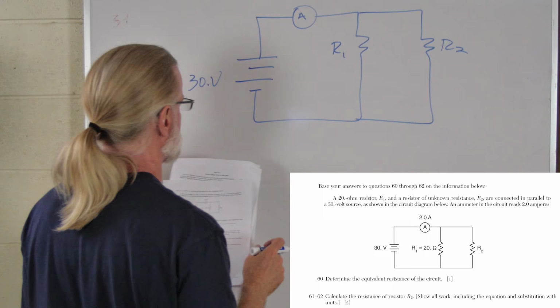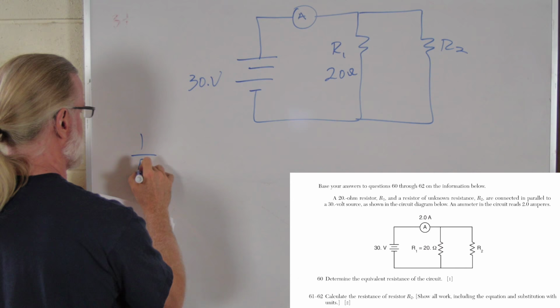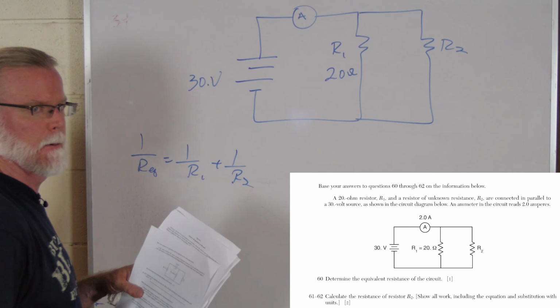Determine the equivalent resistance of the circuit. All right, well, we know this one's 20 ohms, but we don't know that one. So we can't use our equation. We do have an equation for a parallel circuit, but we don't know R2. So we can't use that.